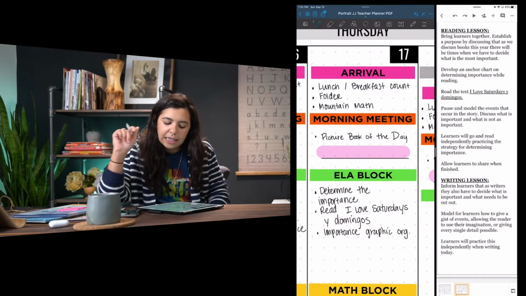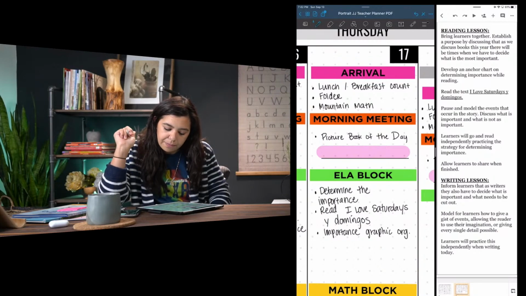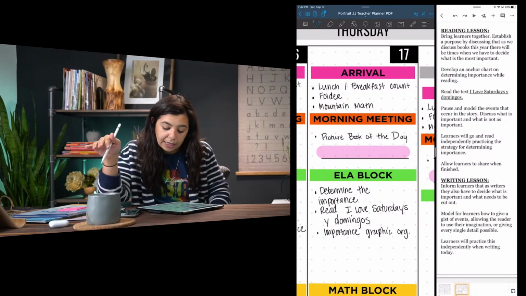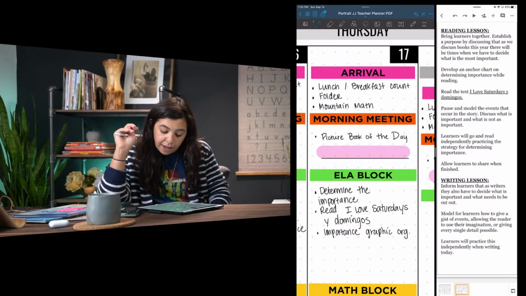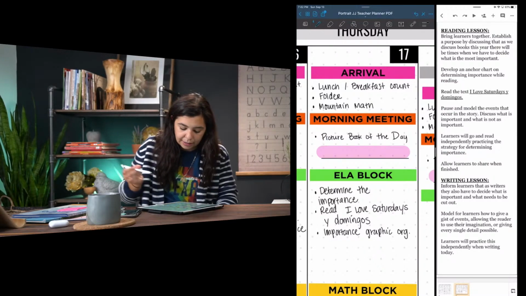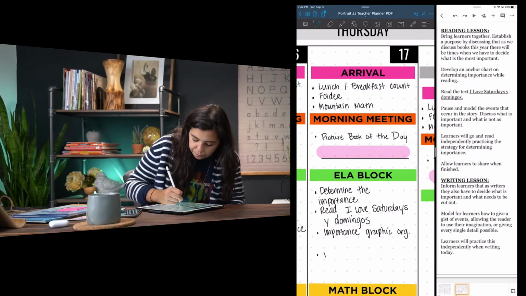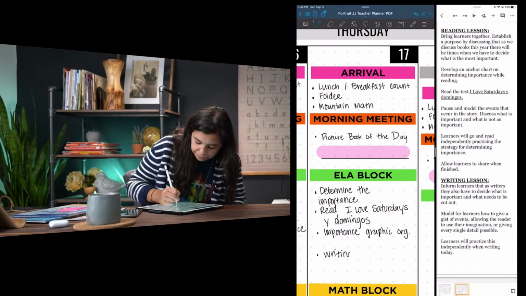And in writing, it says, inform learners that they have to decide what is important and what needs to be cut out. So it's giving a gist of events, allowing the reader to use the imagination, or giving every single detail if it's possible. Learners will practice this independently while writing this. So writing lesson.